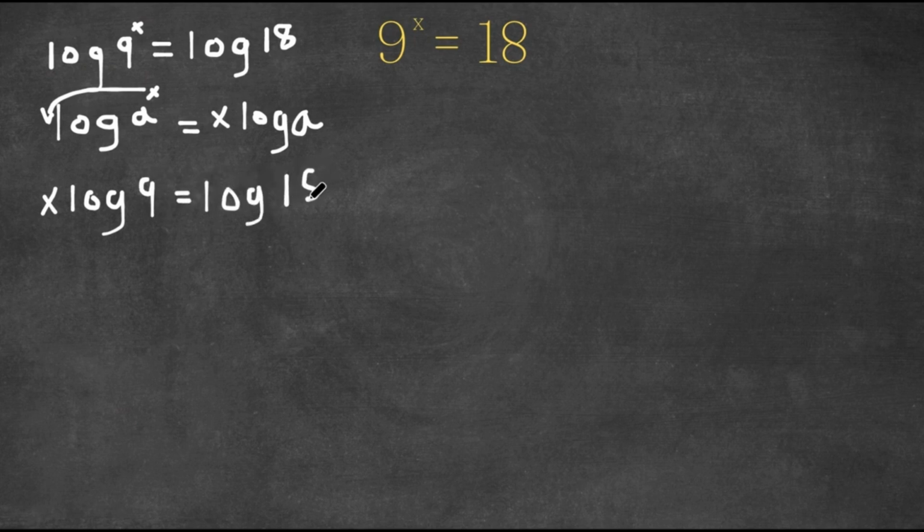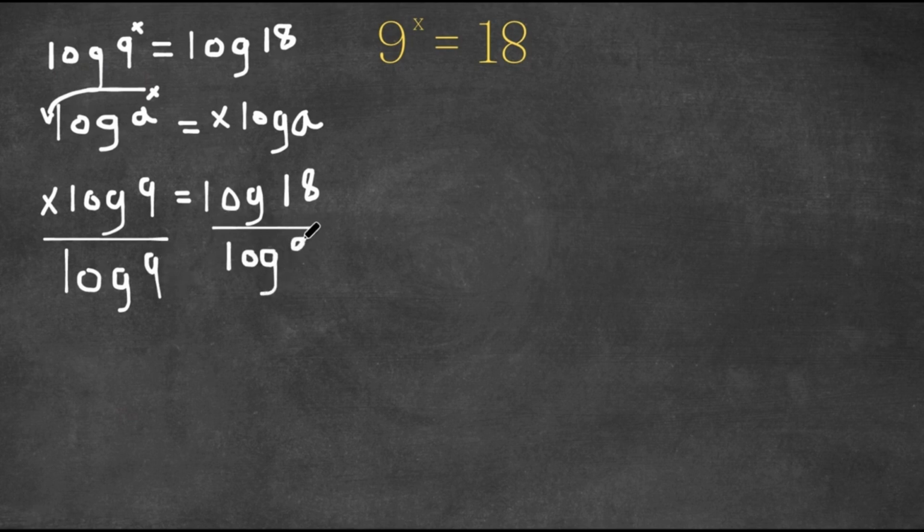Now, if I divide both sides by log 9, these two cancel out, and I would get x is equal to log 18 over log 9, which is the same thing as log 9 times 2 over log 9.